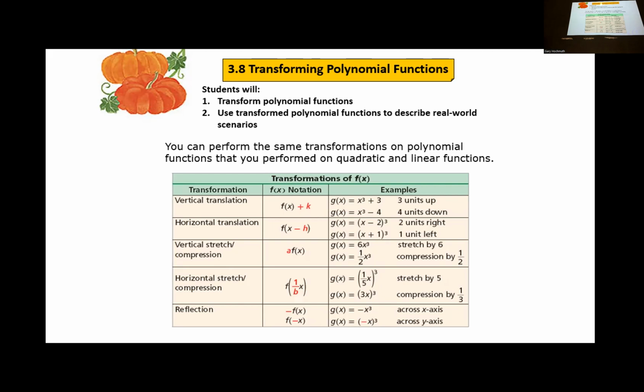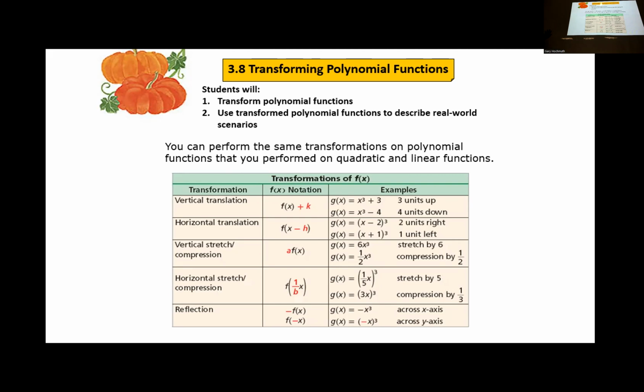Now, if I want to do a horizontal stretch or compression, we're going to apply it to the x within the function. And it's going to be the reciprocal. That's one that you just got to get used to. So if I want to compress this by 1/3, b is equal to 1/3. 1 over 1/3 is equal to 3. If I want to stretch it by a factor of 5, b is equal to 5, it's going to be 1/5. So inside, you got to think opposite, right? Outside, it's going to be the same, but inside, you got to think opposite.